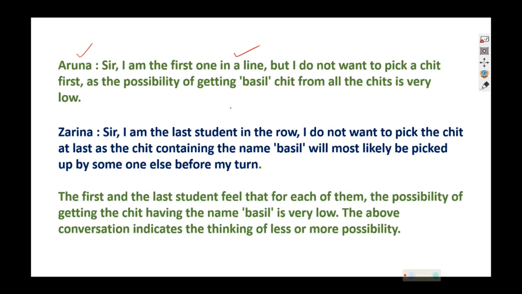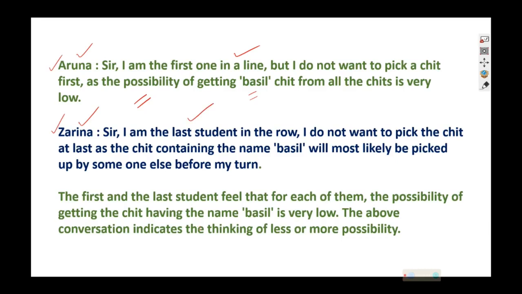मुझे first chit लेना ही नहीं. Why? The possibility of getting the basil chit from all the chits is very low. इतने सारे chits के अंदर से basil chit निकालना, I don't think I will get it. The word used is possibility, बहुत कम है. Then Zarina told, Aruna's name will be first because her name is starting with A. Zarina's name will be last, her name is starting with Z. She said, sir, I am the last student in the row. I do not want to pick the chit at last.